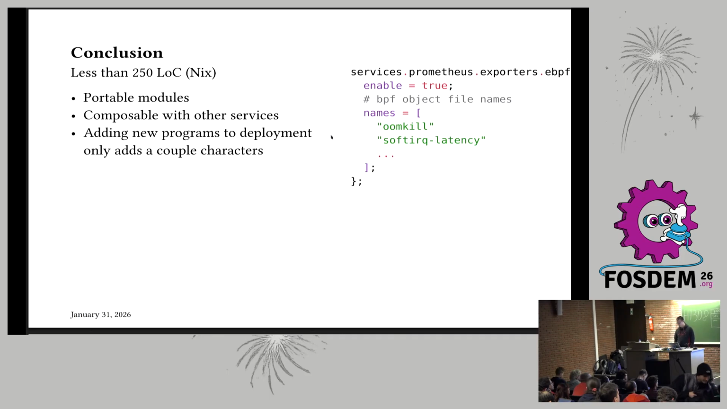And in conclusion, what you just saw is made with less than 250 lines of Nix code, so it's very easy to implement. And you also get portability with it. All the code you saw can be run on your machine if you tweak a little stuff to fit your program. And adding another eBPF program to the deployment will be as easy as adding the name for the object file. That's it. And now I'll take questions.